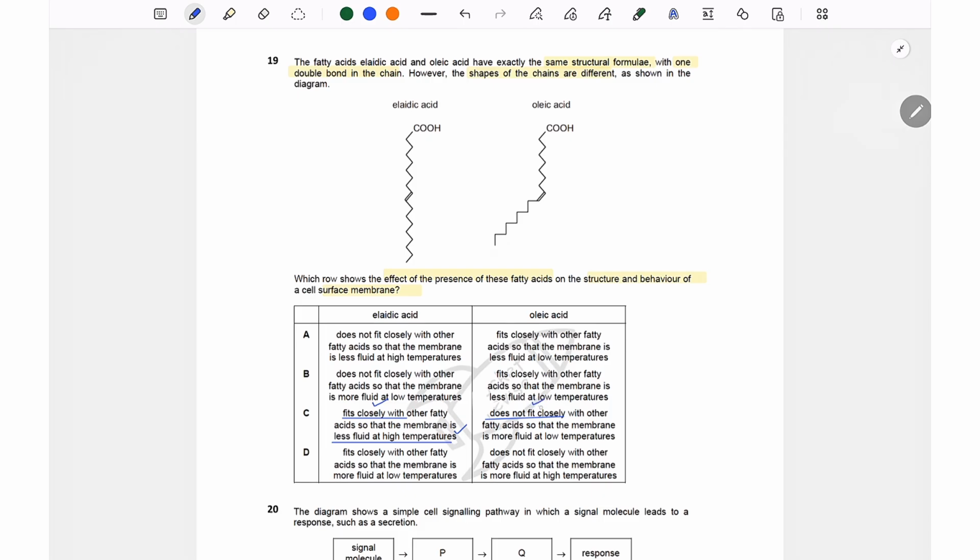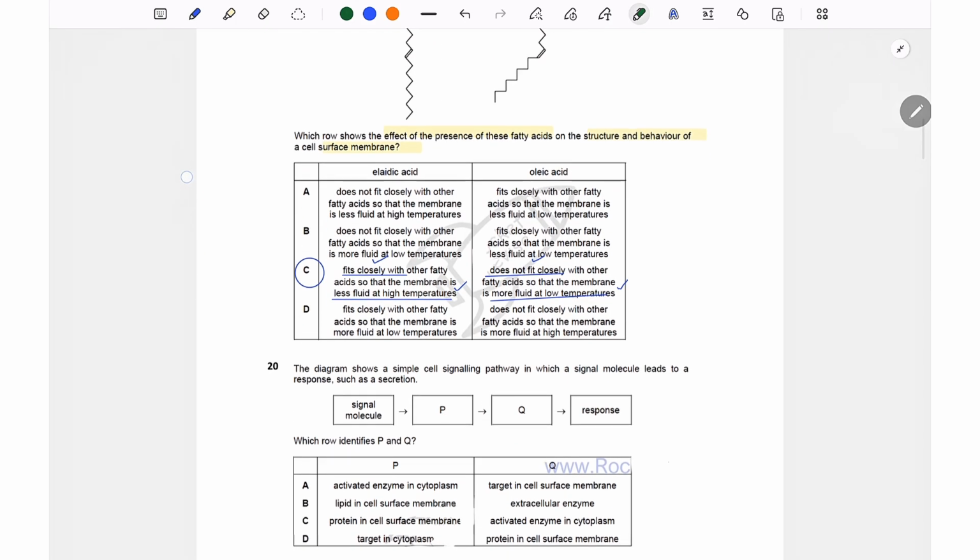And then for the other one, it does not fit closely together. That we know because this has a kink. So with other fatty acids, so that the membrane is more fluid at low temperature. So this is also correct because then it prevents it from freezing. We don't want that at low temperatures. So it's going to keep it more fluid. This is the answer.